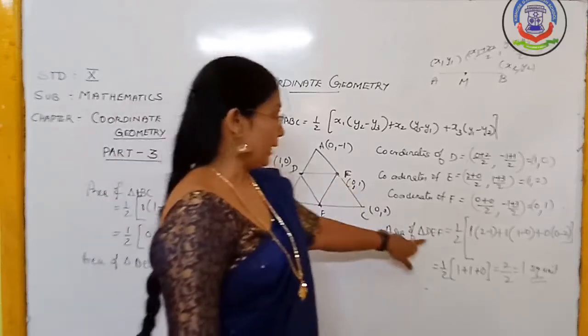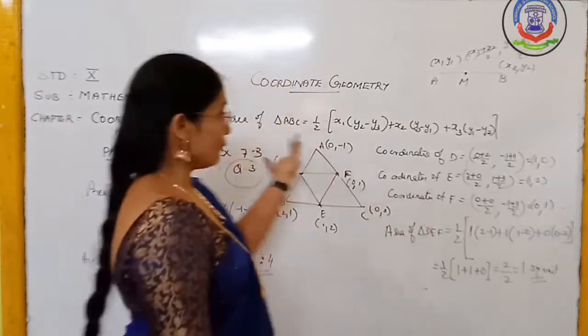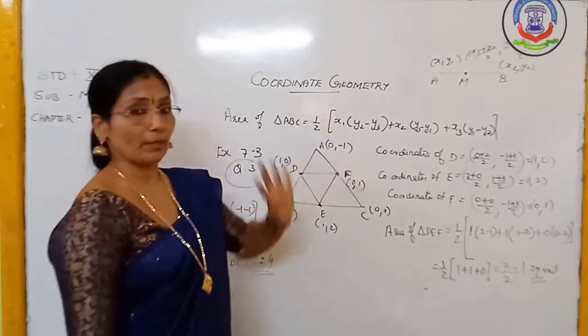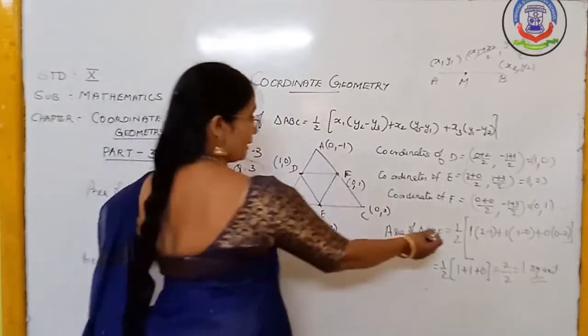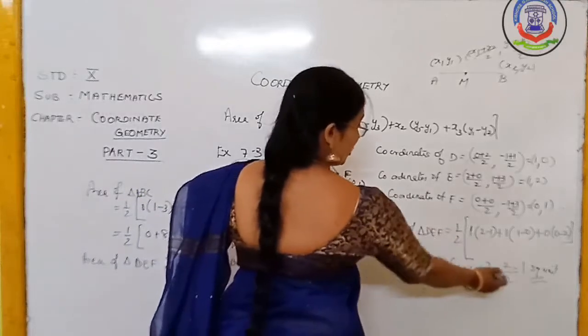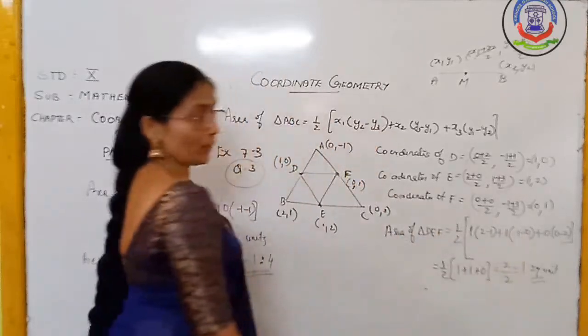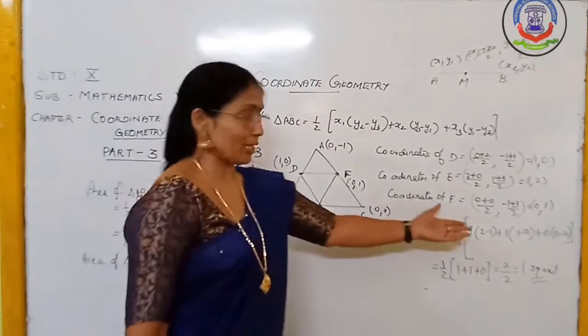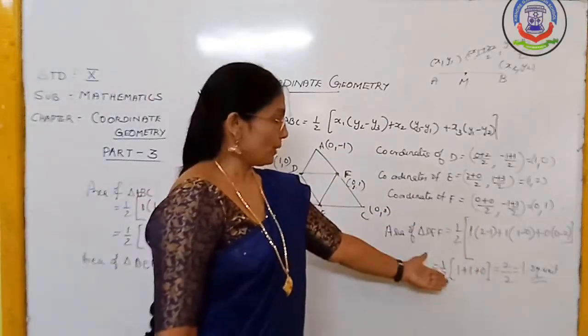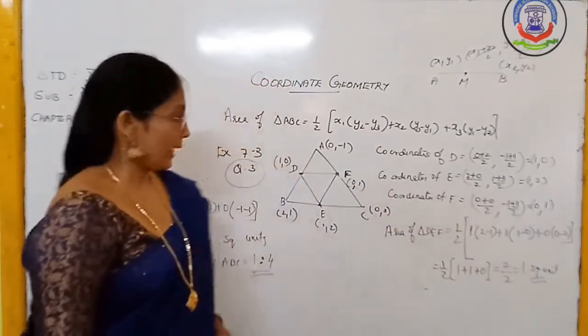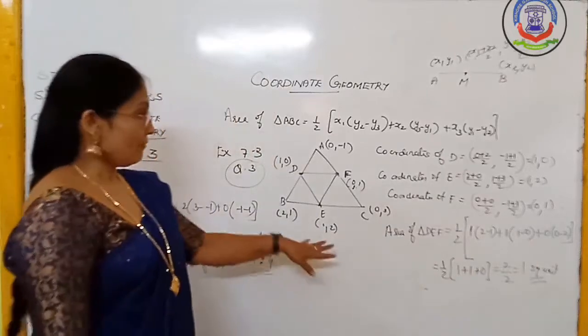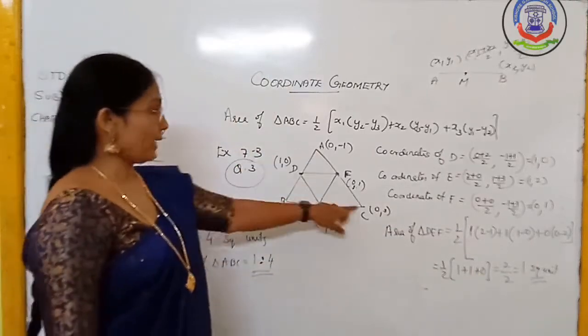Now find out the area of triangle DEF according to the formula. What is the formula? Half into this one. That formula you apply here, so you are going to get the answer as 2 by 2 is equal to 1 square unit. There is no need for me to show the calculation here. You can do it yourself and find out the area of triangle DEF. In the same way, you can find out the area of triangle ABC also.